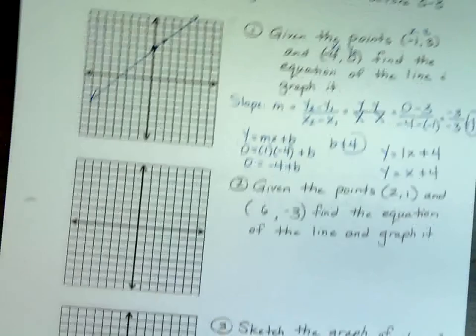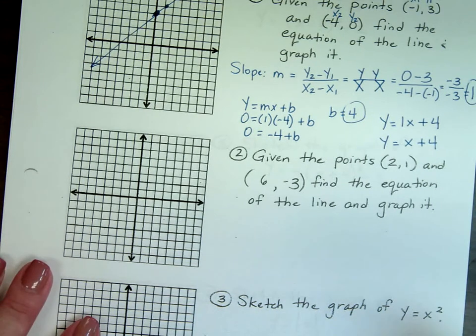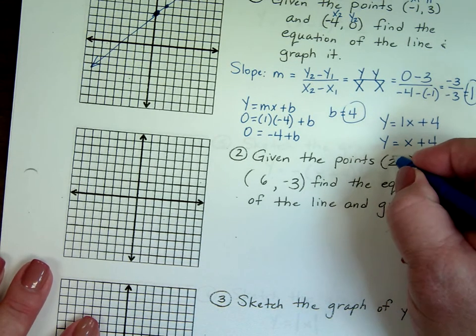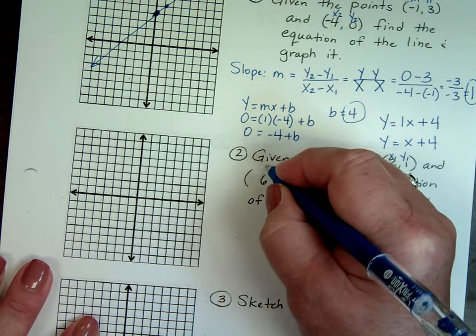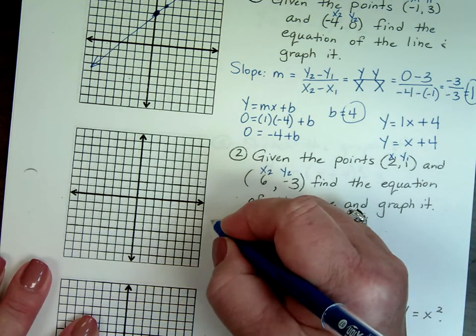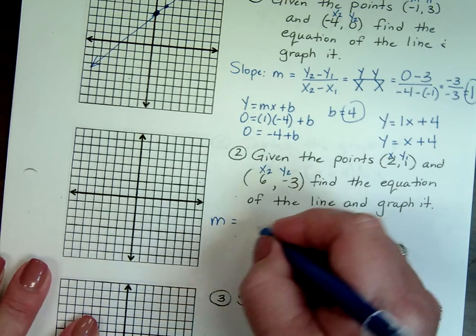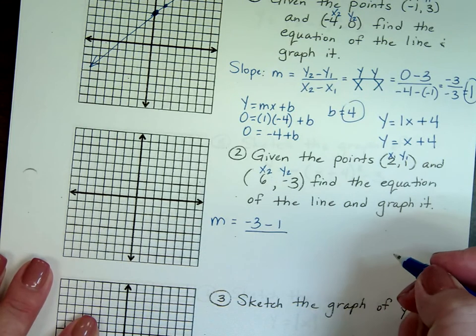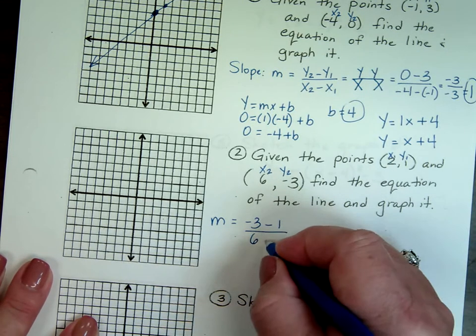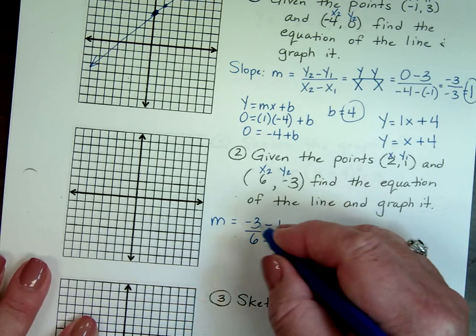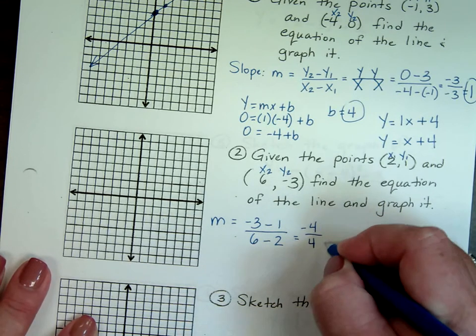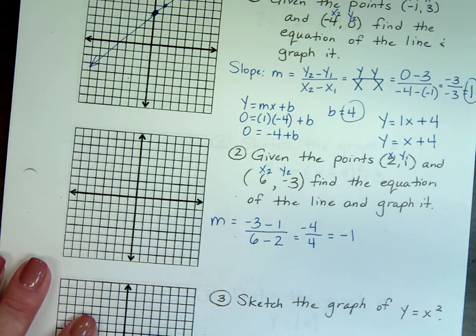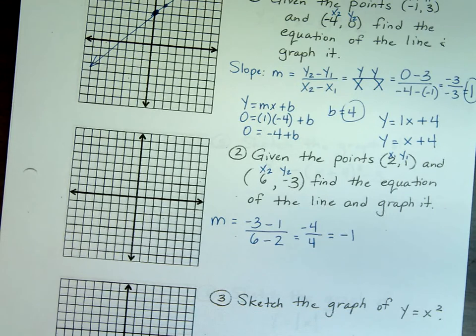All right, number 2. Same idea. If I label my point x1, y1, and x2, y2, I can find the slope. y2, negative 3, minus y1, which is 1, over x2, which is 6, minus x1, which is 2. I get negative 4 on the top, positive 4 on the bottom, I get a negative 1. That's my slope. Now I go back and look at the points. My choices are 2, 1, or 6, negative 3. I'm going to go for the 2, 1.